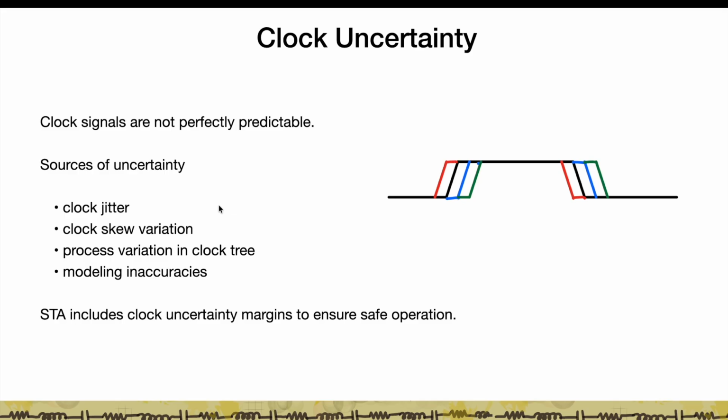In STA, clock uncertainty is treated as a deduction from the available timing budget. It makes setup analysis more pessimistic, as if the captured edge arrived slightly earlier than predicted, ensuring the design still functions correctly even when the clock wobbles a little.